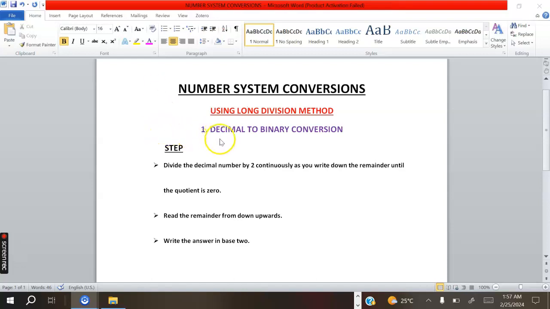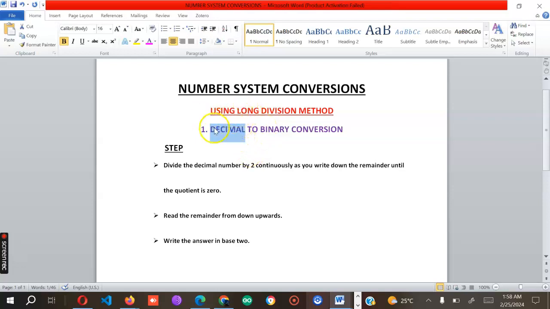Before we dive into the example, we need to remember that the decimal number system uses 10 different digits in counting, that is 0, 1, 2, 3, 4, 5, 6, 7, 8 and 9. Those are 10 digits. While for the binary, we have 2 digits, namely 0 and 1.